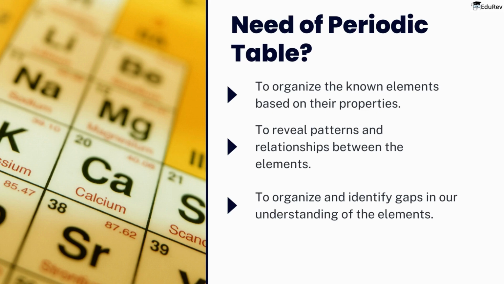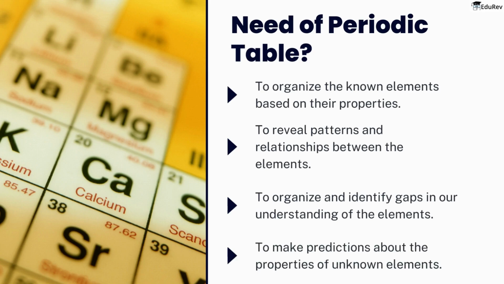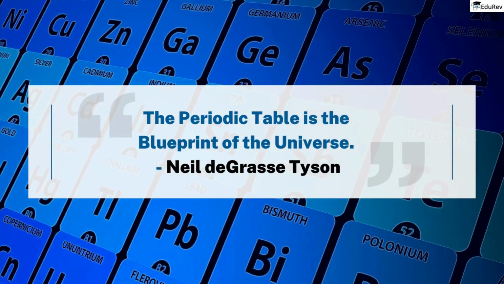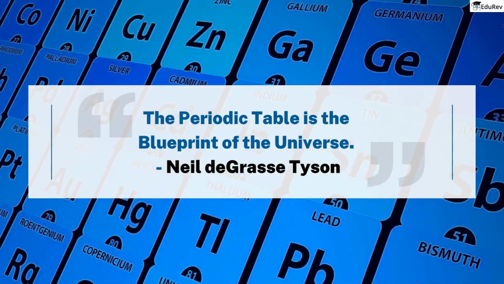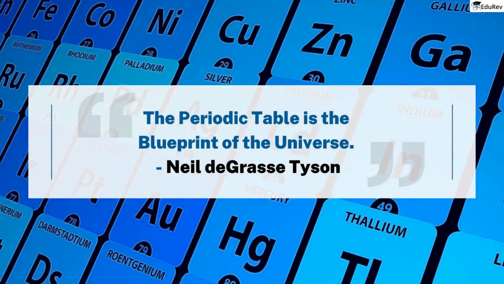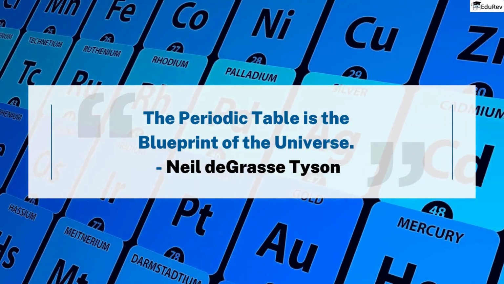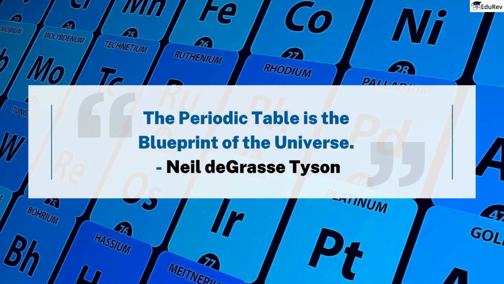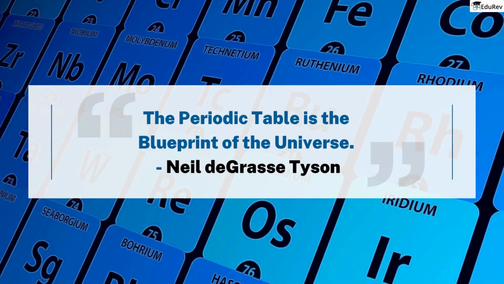Scientists were also driven by the desire to discover new elements and understand their properties. By organizing the known elements and identifying patterns in their behavior, they could make predictions about the properties of unknown elements and use this knowledge to guide their search for new elements. Overall, the creation of the periodic table was a critical step in the development of modern chemistry, and it continues to be a fundamental tool for scientists who study the properties and behavior of matter at its most basic level.